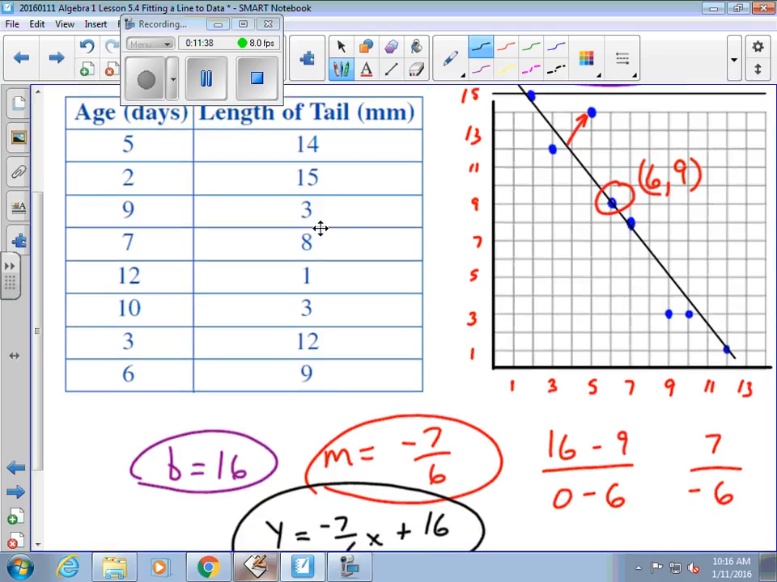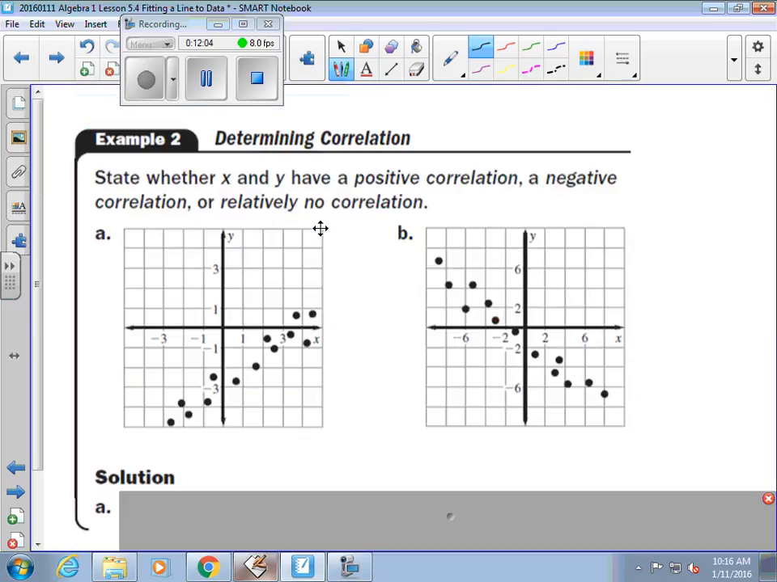Does that match what my line says? Is it a negative slope? Is it going downhill? Is it that ramp going down or up? It's going down, right? So a negative slope makes sense. And it looks like it's about 16. It's probably a little bit better than 16, but just for the sake of making it easy again, we'll call it 16.